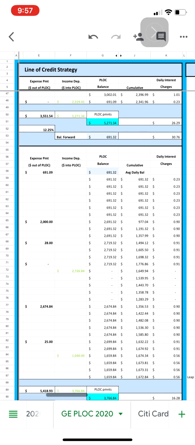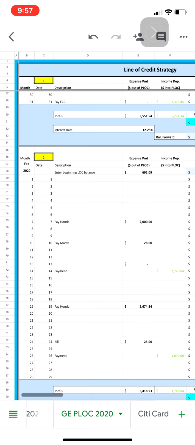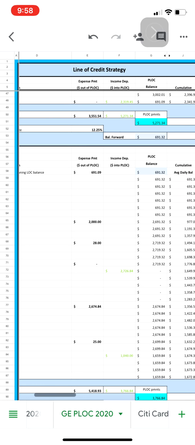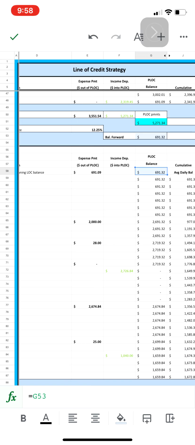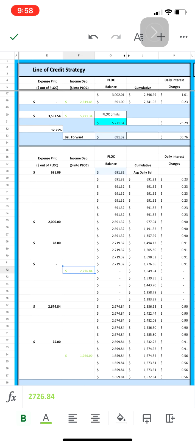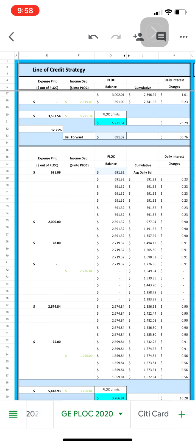My personal line of credit is what I have here. February. So basically, I only have $3,000. At the beginning of February, it was 619.32 was the balance, and I made charges $2,000. Then I made a payment, and that's how it works. So this is the calculator that I use to track income and expenses going out.